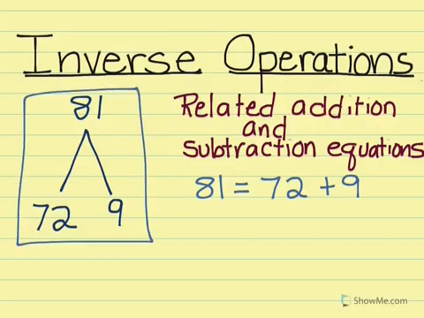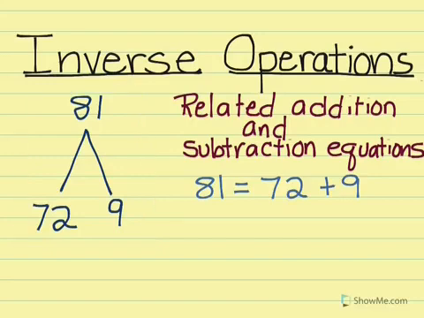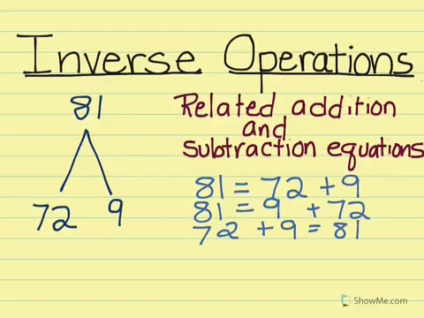My drawing is called a break apart drawing, and it helps me find all of the related addition and subtraction equations. So the first one is 81 equals 72 plus 9. Another one would be 81 equals 9 plus 72, because the commutative property says it doesn't matter the order of my addends. I could also write 72 plus 9 equals 81. And, of course, 9 plus 72 equals 81. So I have found 4 addition equations.